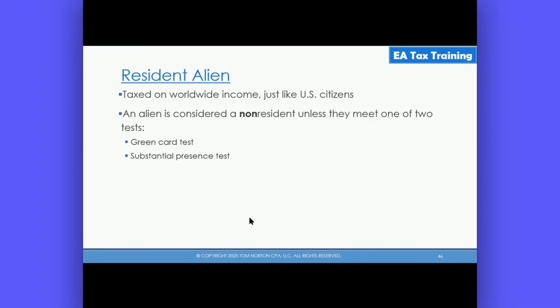An alien is going to be considered a non-resident by default. So you are a non-resident alien unless you meet one of the two tests to be considered a resident alien. Those two tests are called the green card test and the substantial presence test. So you will want to remember that for the exam. Again, the default is to be a non-resident, but if you meet either of these two tests, then you are a resident. And from a tax standpoint, it's actually better to be a non-resident. Why? Because if you are a resident alien, you are taxed on your worldwide income. If you are a non-resident alien, as we'll see later, you are not taxed on your worldwide income. You are only taxed on your U.S. source income. But in any case, you are considered a non-resident unless you pass one of the two tests.